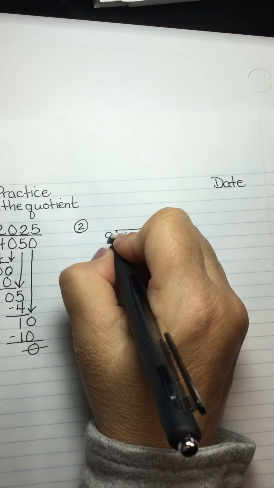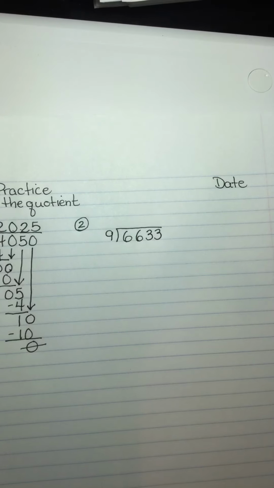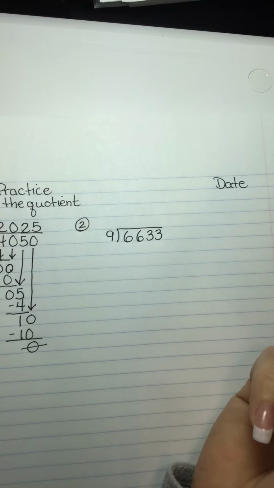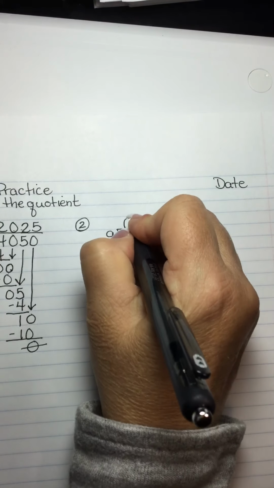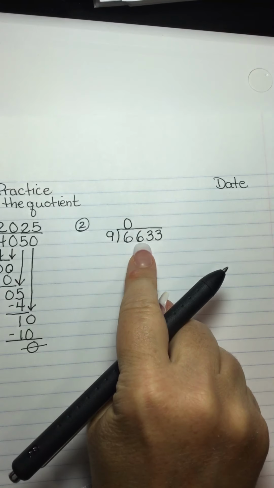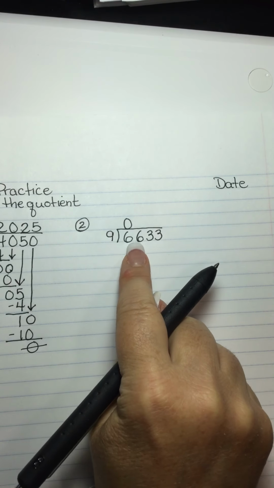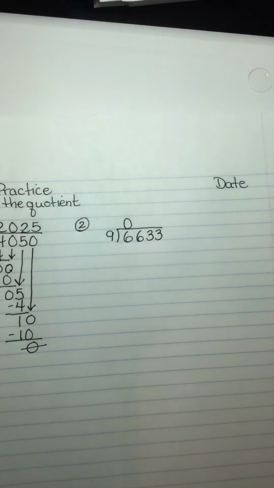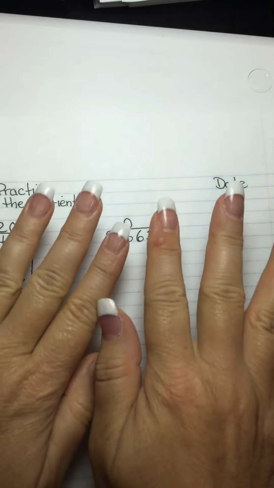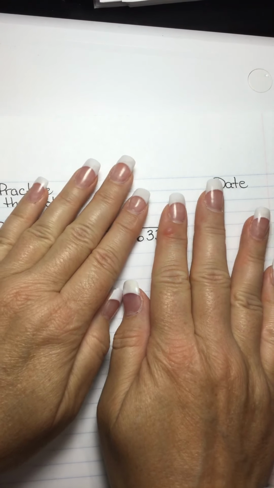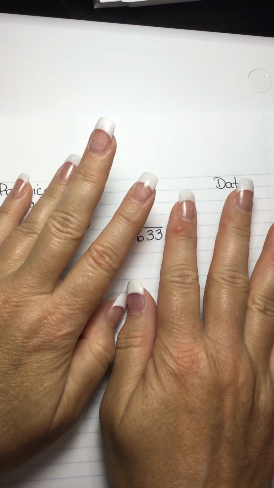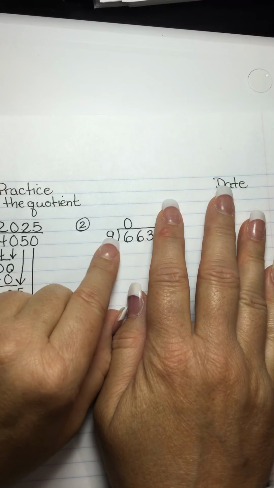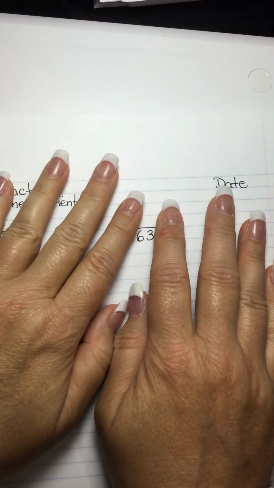6,633 divided by 9. So I'm going to ask myself, how many times does 9 go into 6? And it doesn't. So we're going to put 0. And then we're going to ask ourselves, how many times does 9 go into 66? And for those of you who know your secret 9 trick, right? Sorry, my old lady fingers, but I have 1, 2, 3, 4, 5, 6, 7, 8, 9, 10. And we're going to go 9 times, and we want 63.